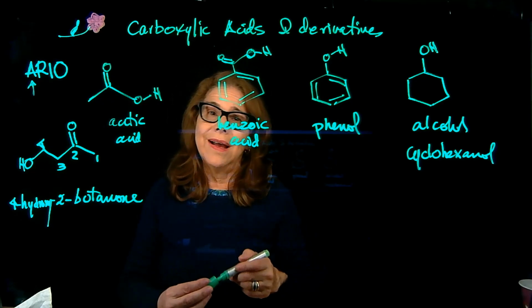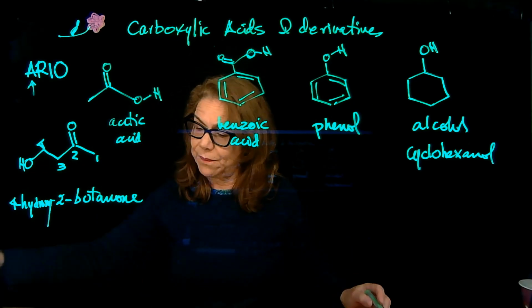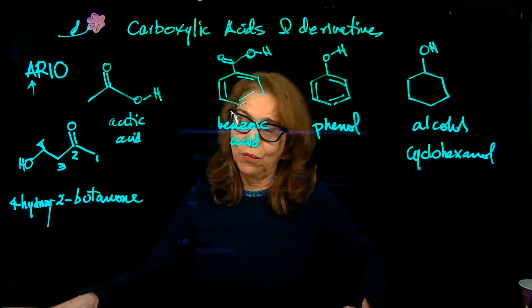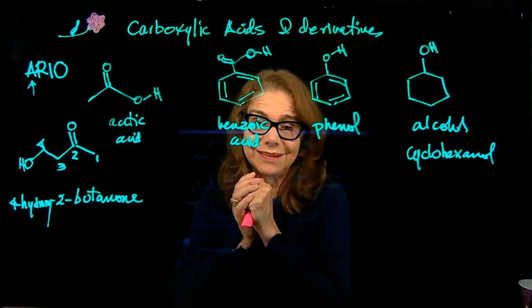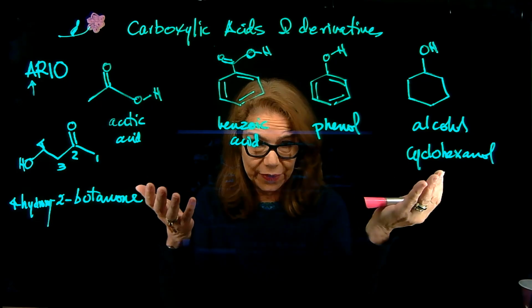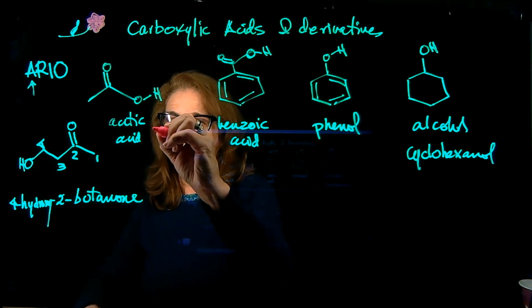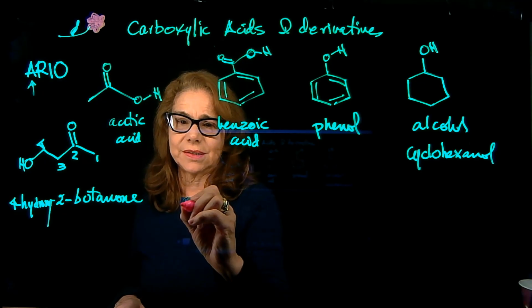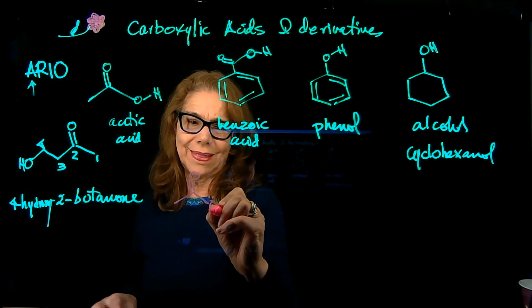So now, having said that, let's analyze the conjugate bases of these. What are the properties, the acidity like, for a carboxylic acid relative to phenols and even alcohols? So I'm going to draw the conjugate base of acetic acid. That conjugate base is acetate.